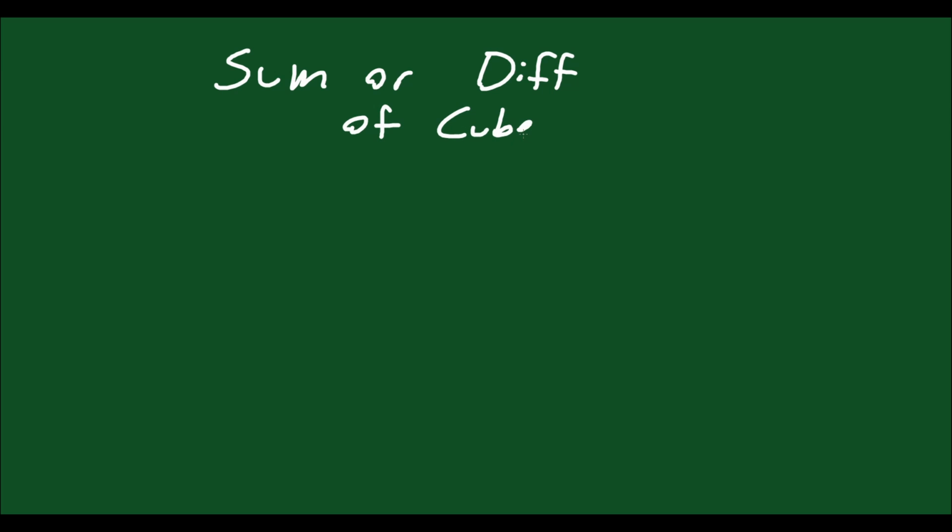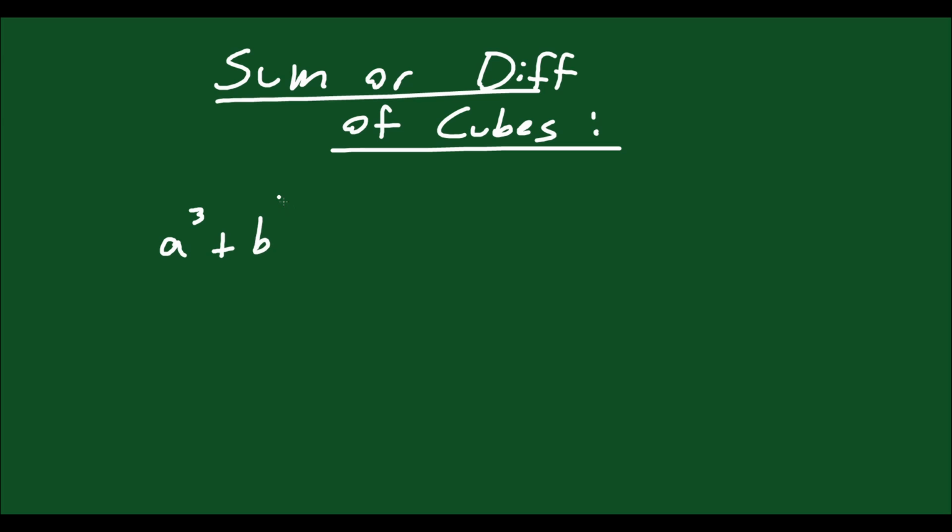Hopefully that was enough examples to get you comfortable with the idea of difference of squares. There's one more type of factoring that I'll show you, and this one's probably the least common. So this is called sum or difference of cubes. So if you have something like a cubed plus b cubed, or if you have something like a cubed minus b cubed, you can actually factor both of these.